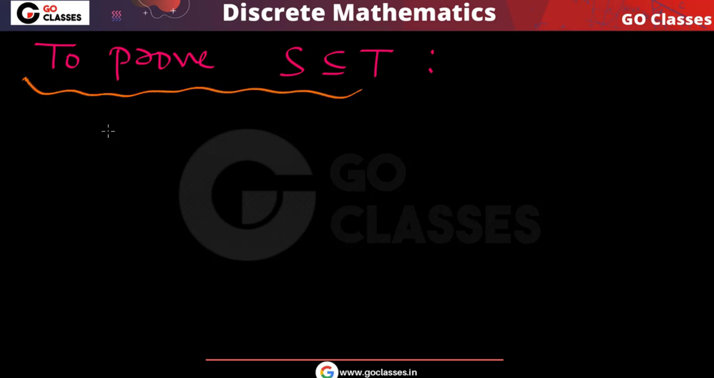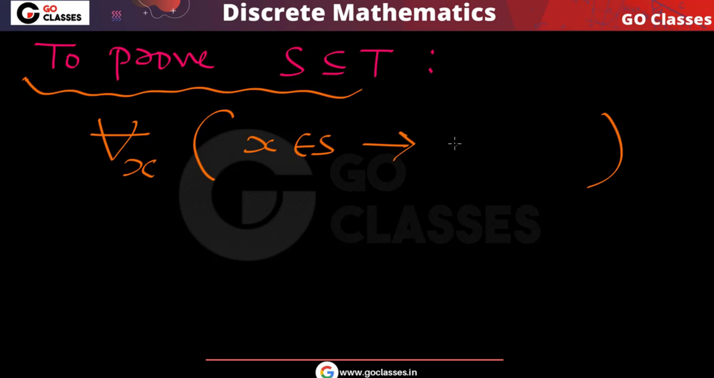Basically the idea is this: for all elements we definitely need to prove that if it belongs to S, then it also belongs to T, because S is a subset of T, that means every element of S is in T. So every element of S, any element, if it is in S, then it should also be in T. So this is the idea. To prove S is a subset of T, this is what you need to do.